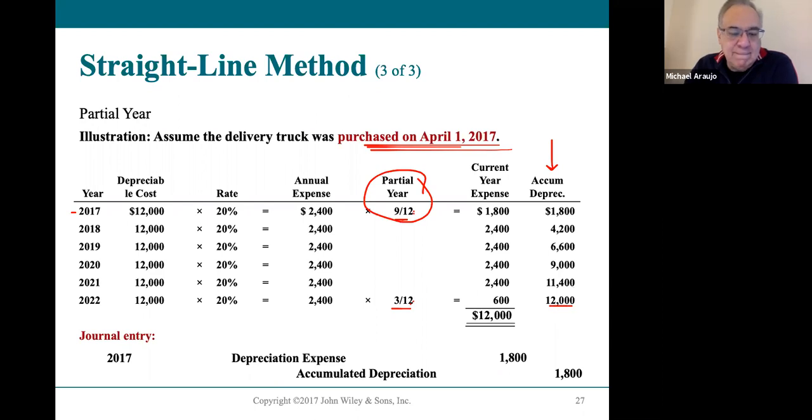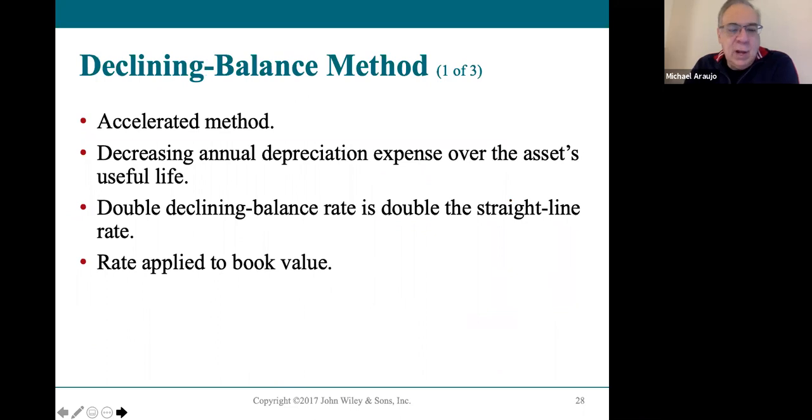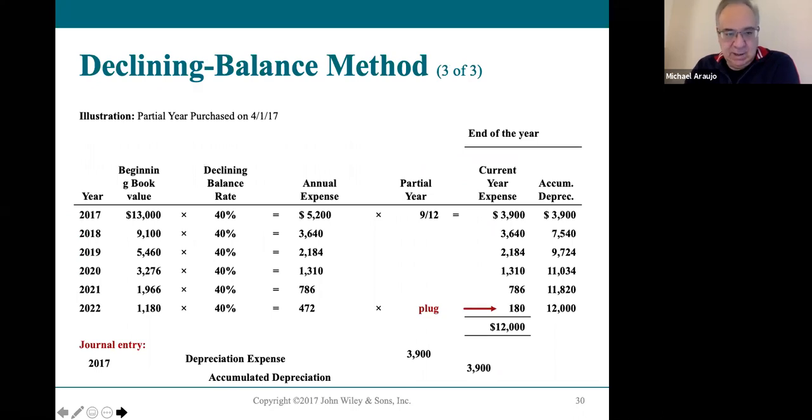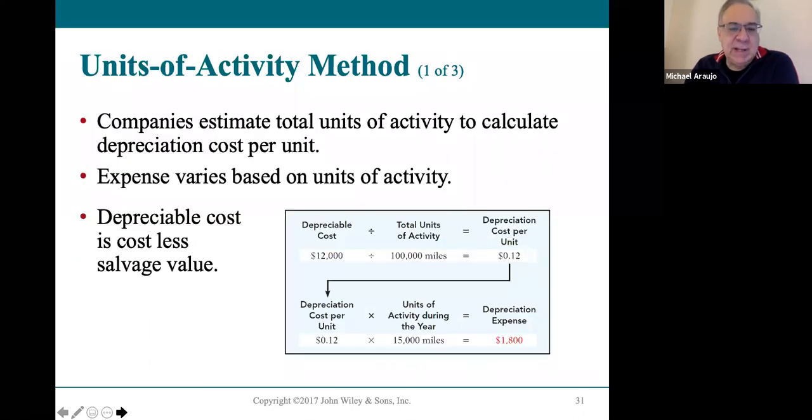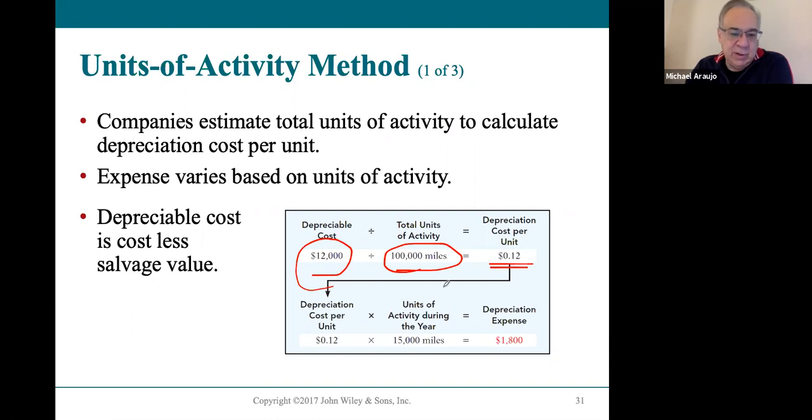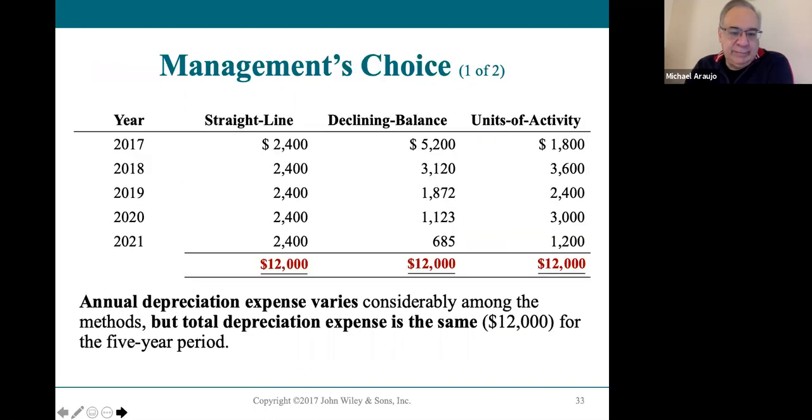Okay. That's the only difference here. We're not going to do declining balance. It's just an accelerated depreciation model. Units of activity is another method that they use, but they don't use years. Instead, they use units. So miles is a unit for a truck. So every mile that truck drives that year, 12 cents a mile, until you reach a full $12,000 in depreciable cost. That's all. The total is still going to be the same. It's just that your expenses are going to be different every year with each method.